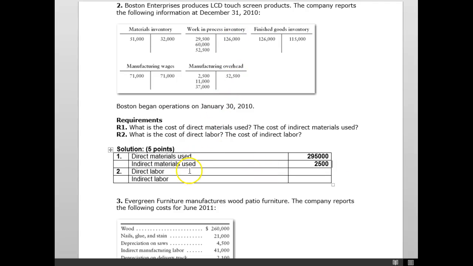Let's keep going, and they want direct labor and indirect labor. Now again, you kind of have to be very flexible with your thinking. We credited 71,000 here, okay? And that means that if I go to work in process where my direct labor would have went, it would have been the second entry. There was 60,000 in direct labor, and then you'll find down here the rest of that 71,000. There's 11,000 in manufacturing overhead.